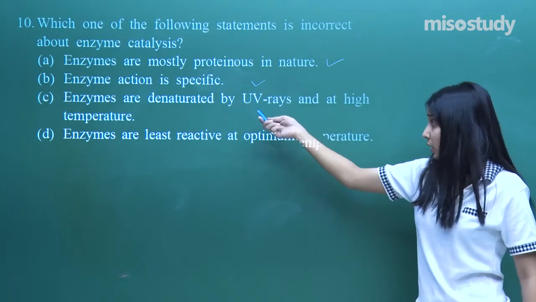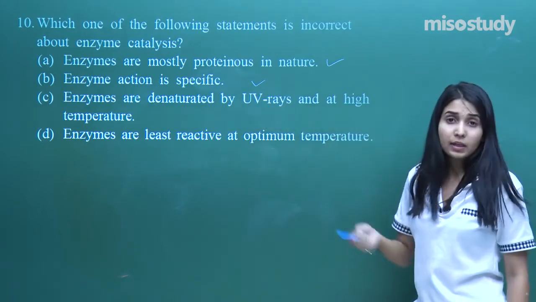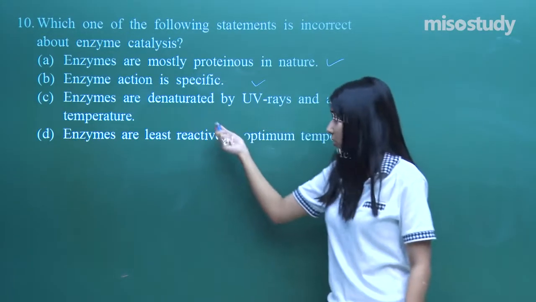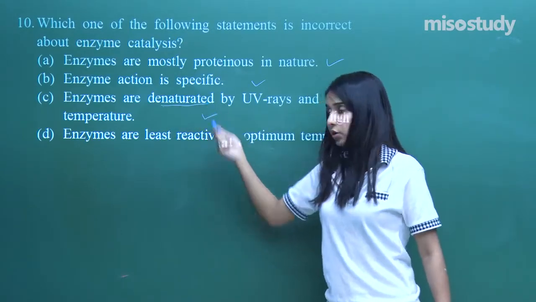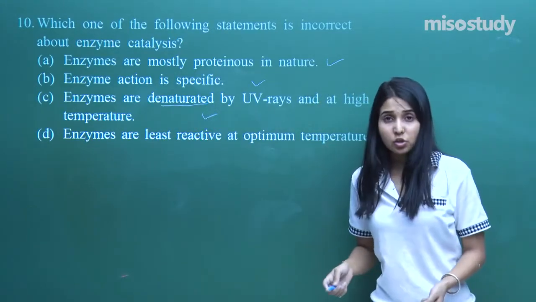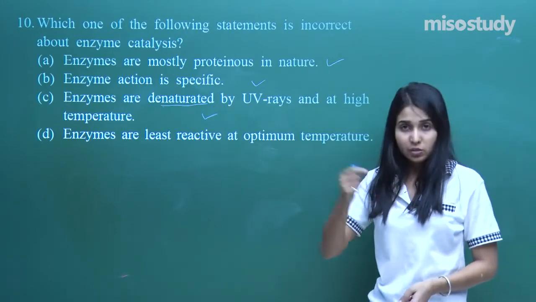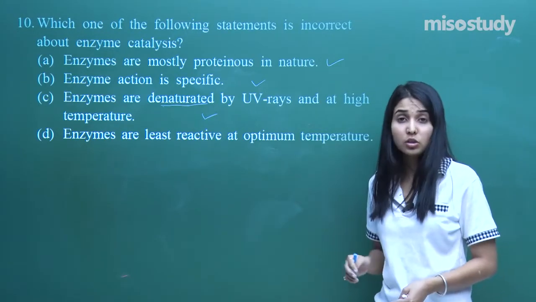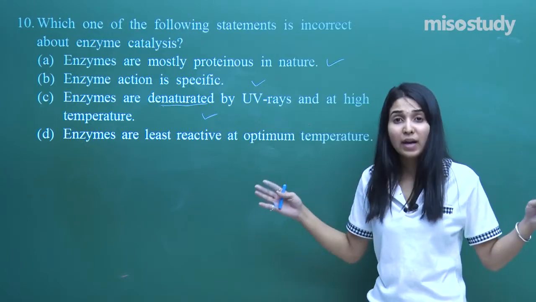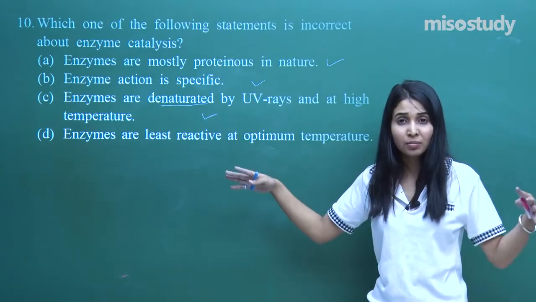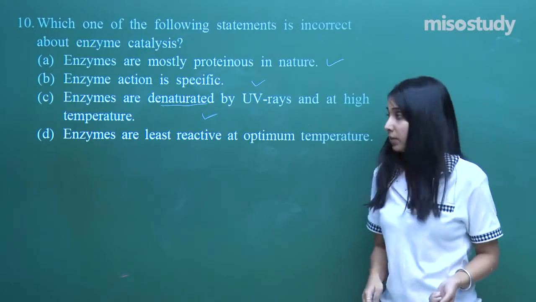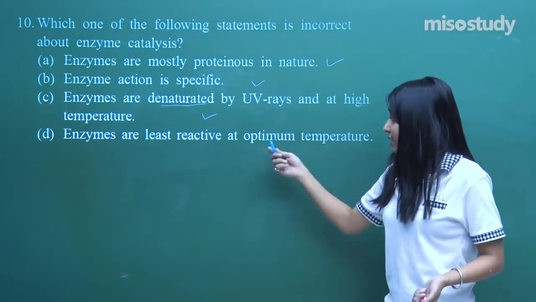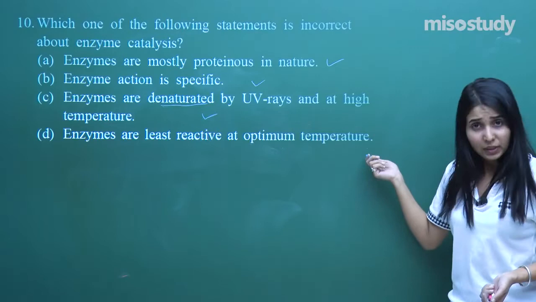Then it says they are denatured by UV rays and at high temperature. Well, of course even that happens. Now you would have heard about denaturation. There is a secondary structure which is present, a coiled structure. When denaturation happens, that unwinds, the structure simply exists as a random coil and does not exist as a protein. And the last one, they are least reactive at optimum temperature.